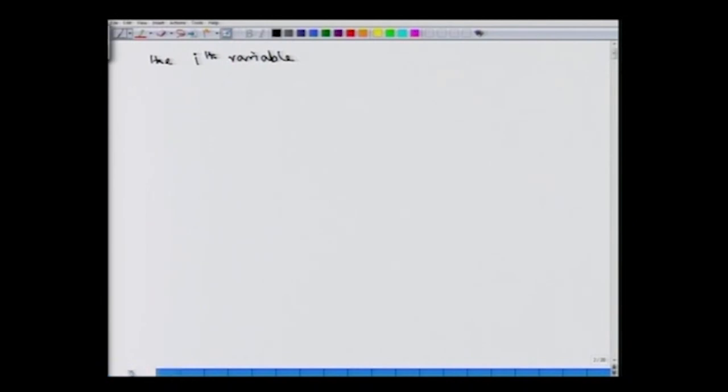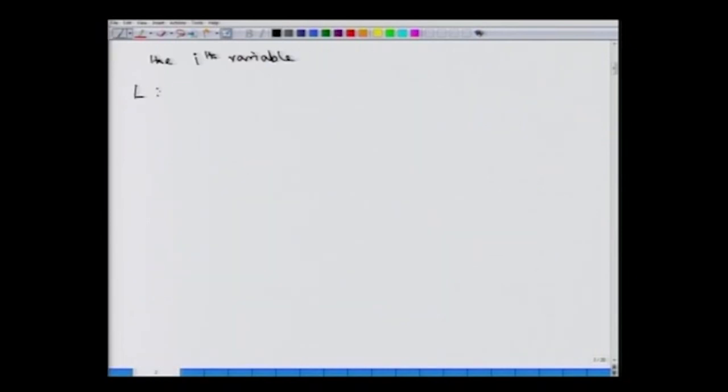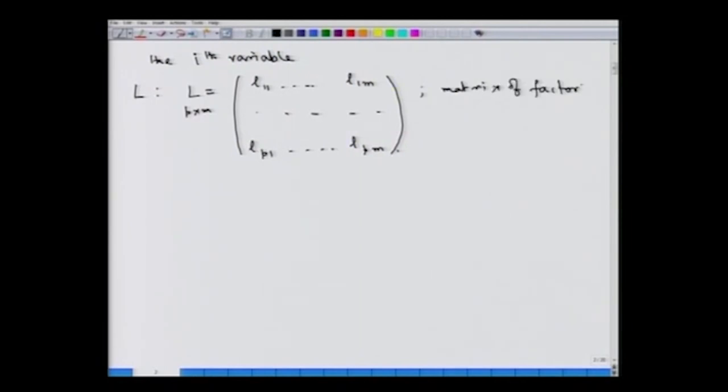And the third quantity in this factor model: f is the vector of common factors, epsilon is the vector of specific factors, and the thing that is left is L. This L is a p by m matrix of constants, with entries L11, L12, up to L1m, down to Lp1 up to Lpm. So this L is the matrix of factor loadings.